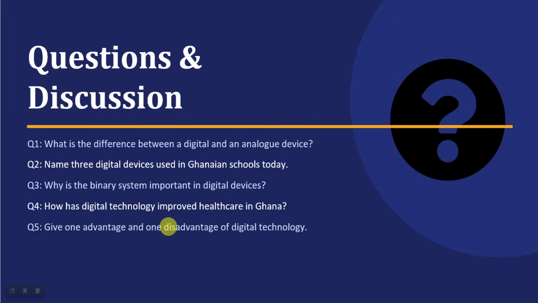Now, question time. What is the difference between a digital and analog device? Name three digital devices used in Ghanaian schools today. Why is the binary system important in digital devices? How has digital technology improved healthcare in Ghana? Then question 5. Give one advantage and one disadvantage of digital technology.